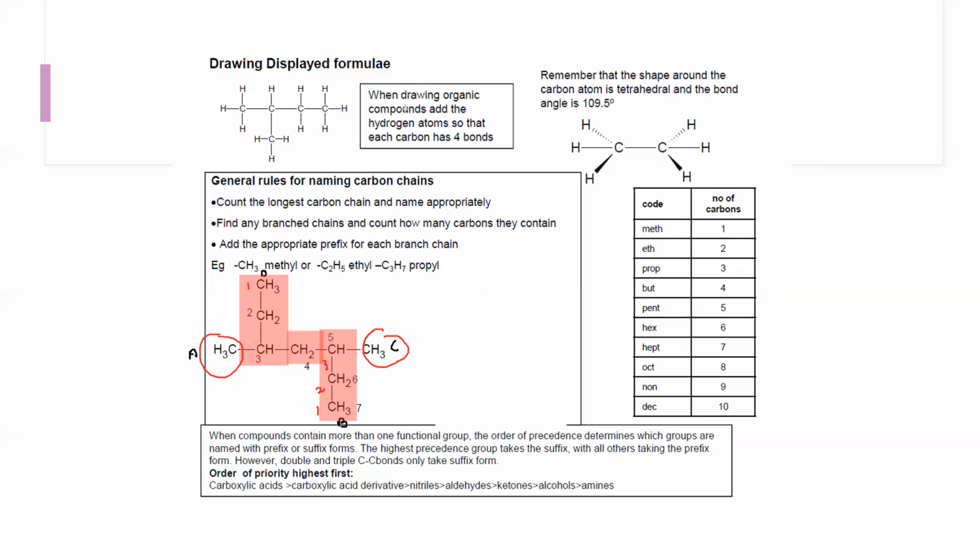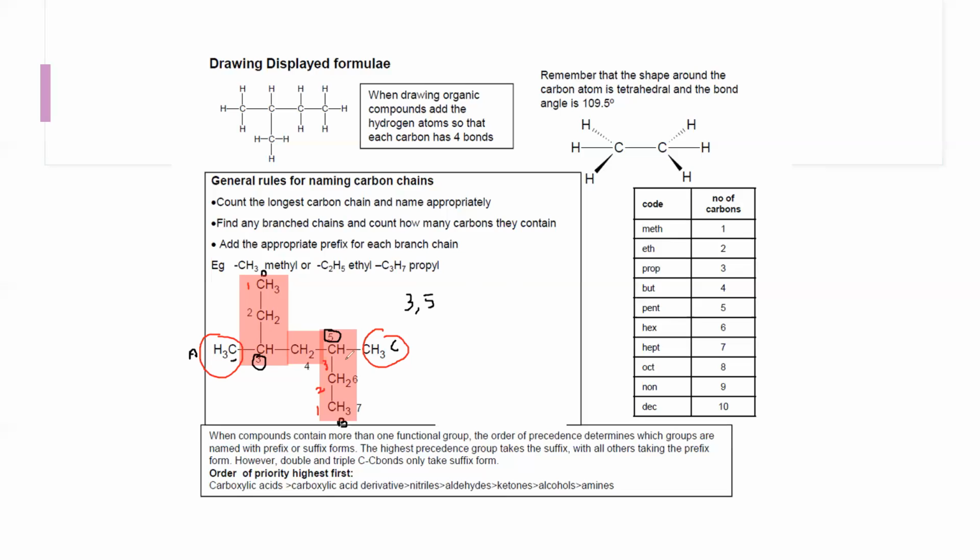So at which positions do we have a branch? We have a branch at the third position, and there's another branch also. What is coming outside the chain is considered a branch. So we have a branch at the third position and also at the fifth position.